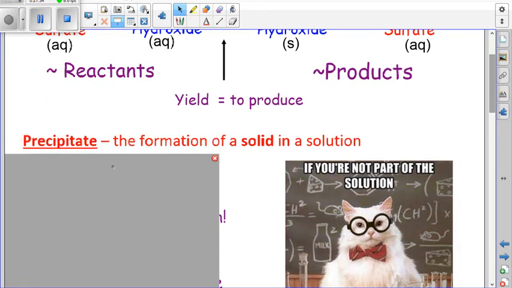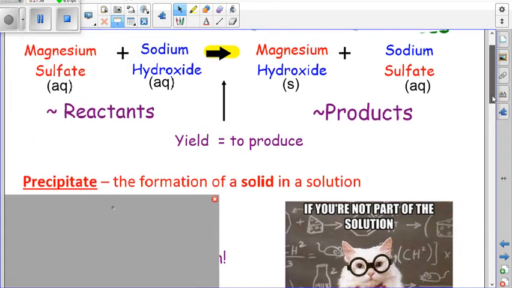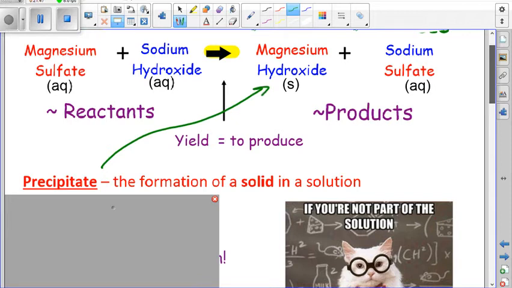So, don't forget that when a solid forms out of a solution, it's called a precipitate. You've already learned that term before. But the precipitate in this reaction would be this guy right here, magnesium hydroxide. That's a solid that's forming out of a solution.